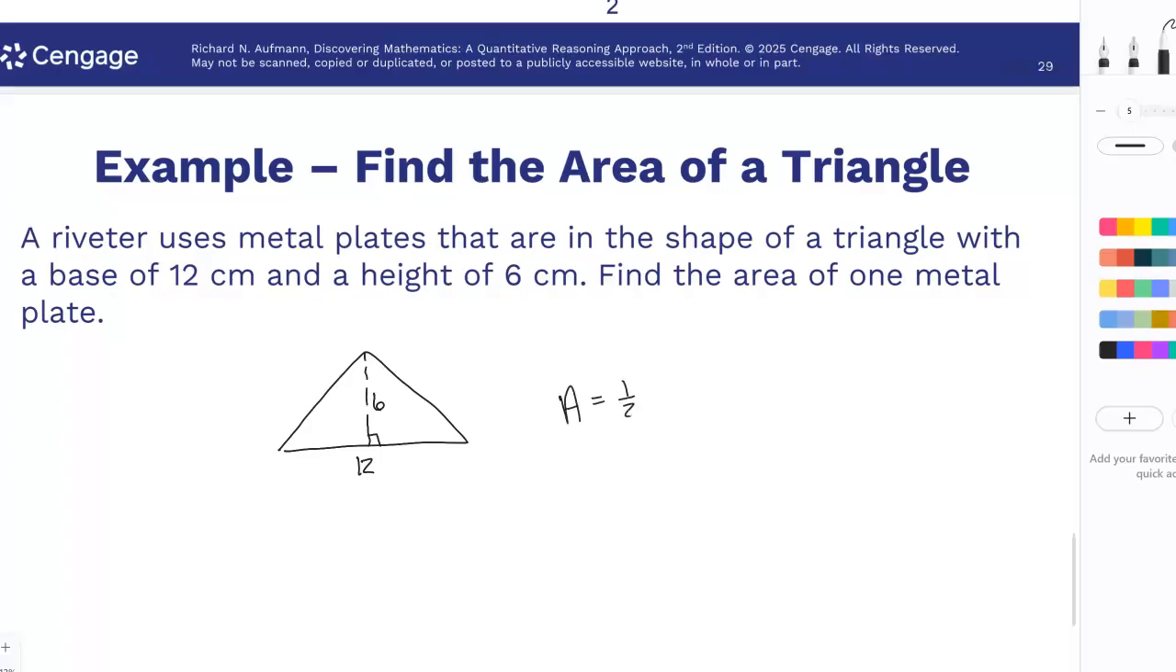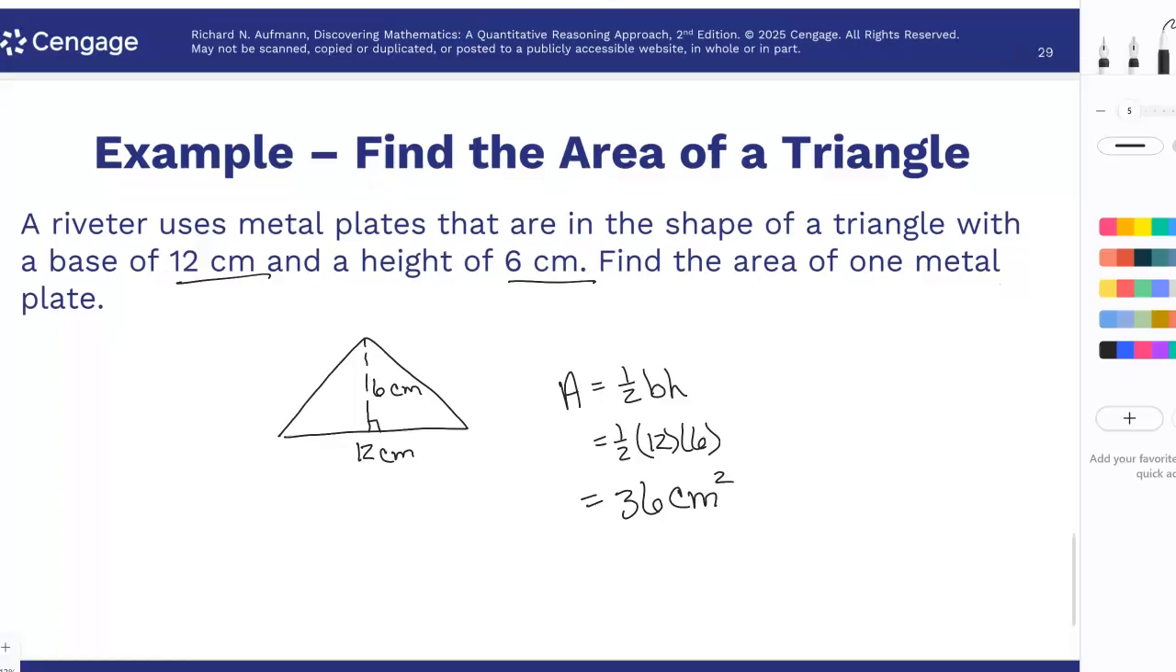So area is 1/2 base times height. So it's going to be 1/2 of 12 times 6, which is going to be 36. And these units are both in centimeters. They do have to be the same units to be able to multiply these together. So my area is going to be in centimeters squared.